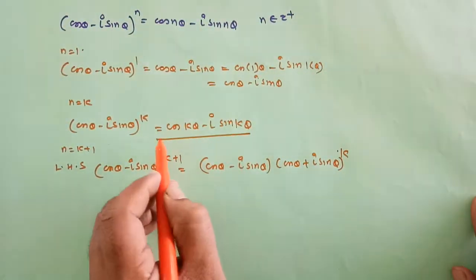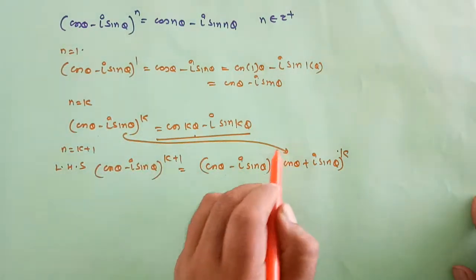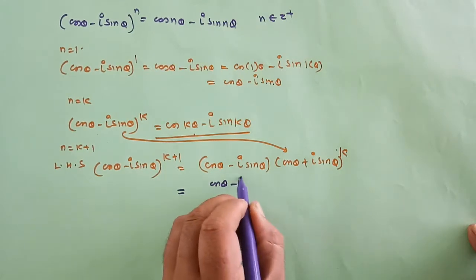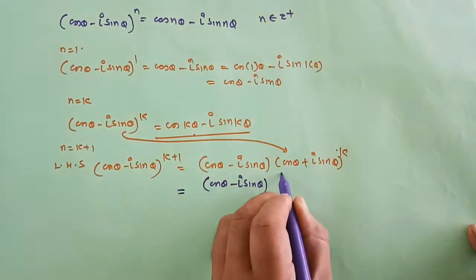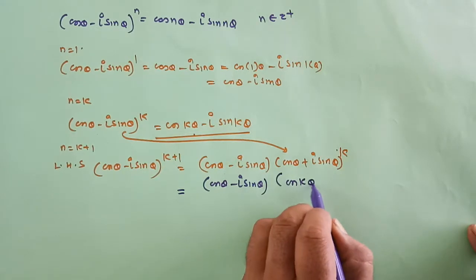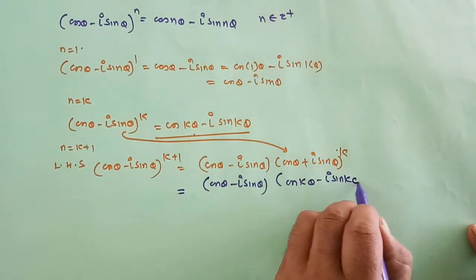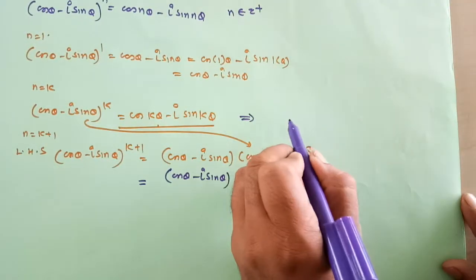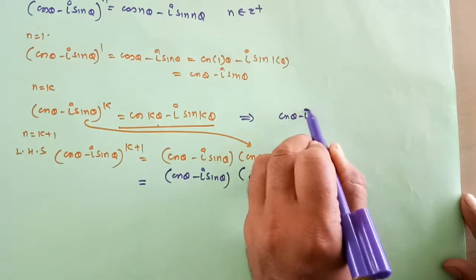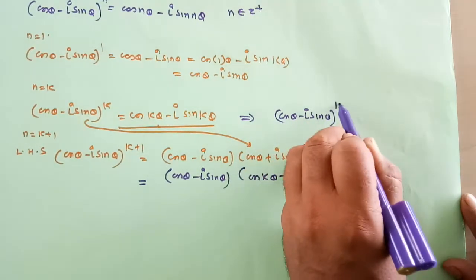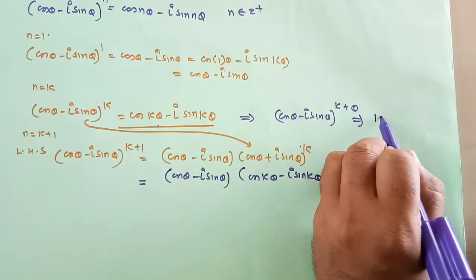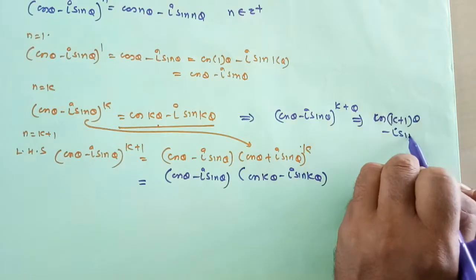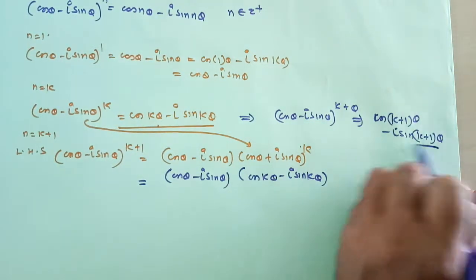Now from this statement, in place of this, I can plug in this value. So what I'm going to do is take (cos theta minus i sine theta) times (cos k theta minus i sine k theta). What I want to prove, the most important thing, is that my k plus 1 statement, (cos theta minus i sine theta) raised to k plus 1, should give cos (k plus 1) theta minus i sine (k plus 1) theta. This is what I should get.